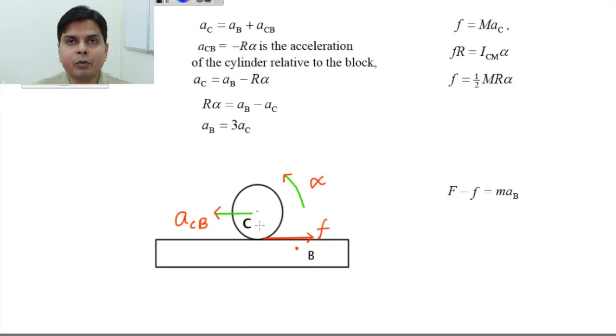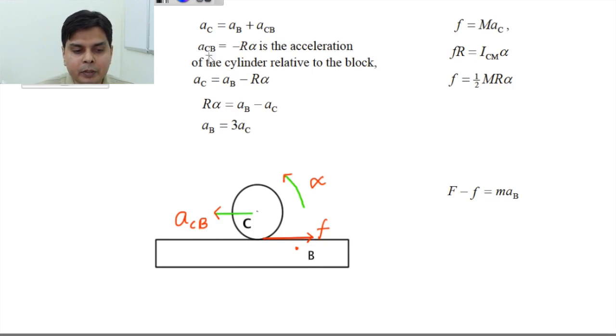For rolling motion we have to find out what is the torque. So only one force can produce the torque, and that force is this force of friction. So this force of friction is producing a torque in this direction. So this is the direction of alpha also. So this cylinder is rolling in this direction. Now if this cylinder is rolling in this direction, what will be the acceleration of the center of mass? If I am observing sitting on this block, it will be in this direction. So this is ACB. ACB is the acceleration of center of cylinder with respect to block.